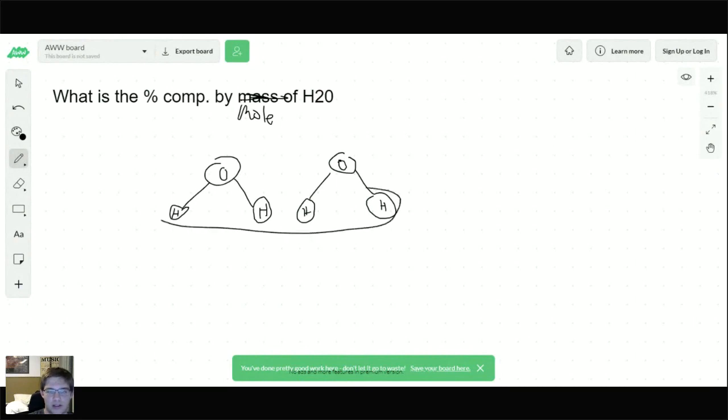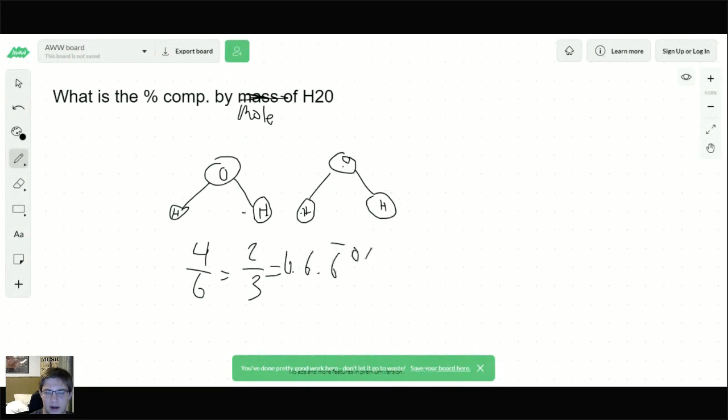Well, we have 4 hydrogens over 6 things total, right? 1, 2, 3, 4 versus 1, 2, 3, 4, 5, 6. So we can do 4 over 6 is equal to 2 over 3, which then gives us 66.6%. So does that part make sense?